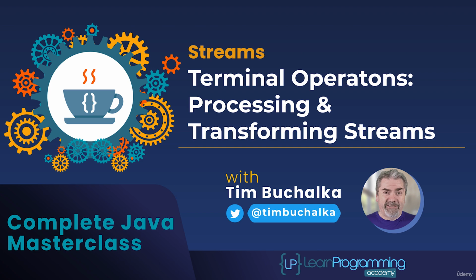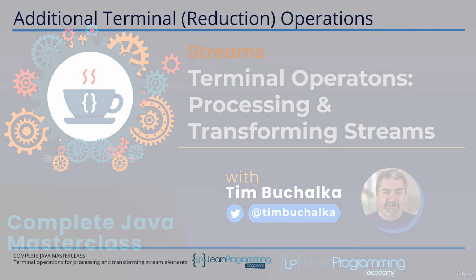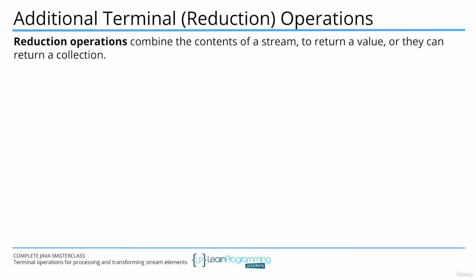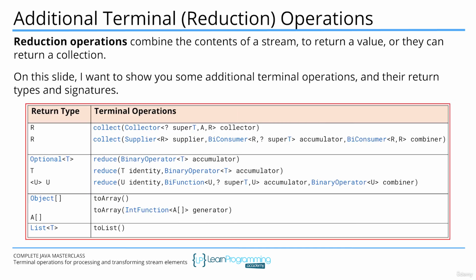In the last video, I looked at some simple results of processing stream elements. I used count and summary statistics operations, which are reduction terminal operations. Reduction operations combine the contents of a stream to return a value, or they can return a collection. On this slide, I want to show you some additional terminal operations and their return types and signatures.